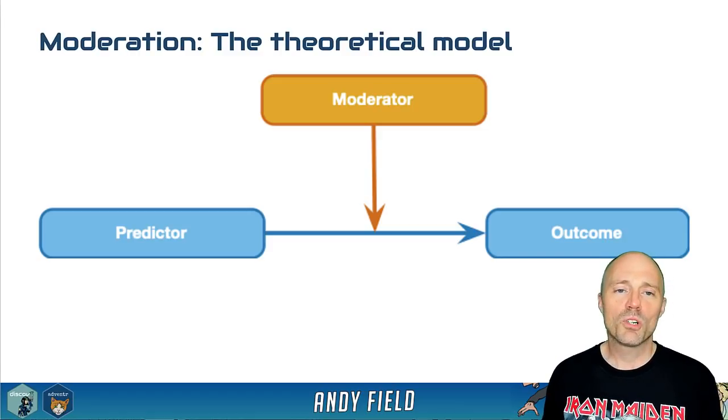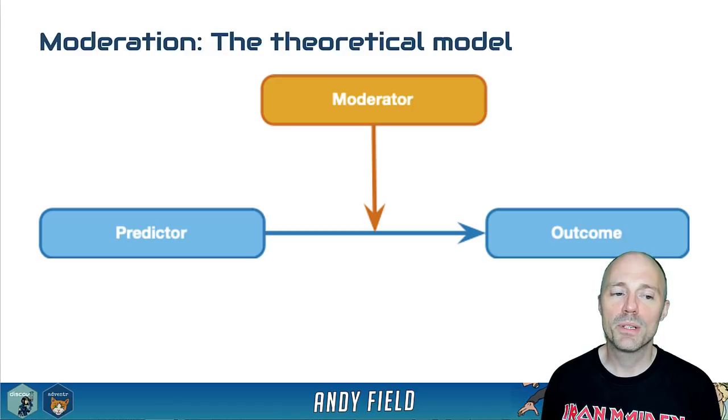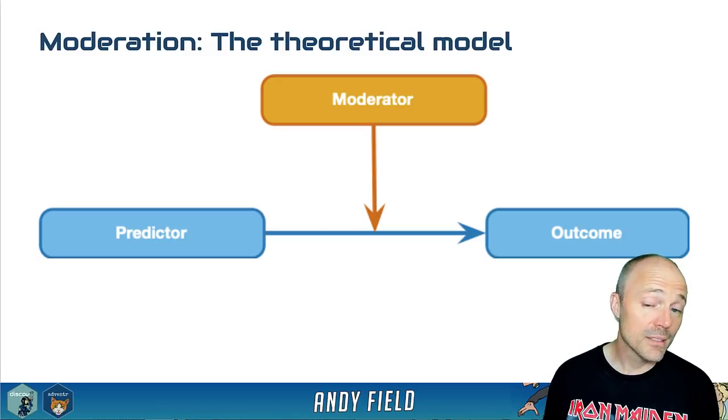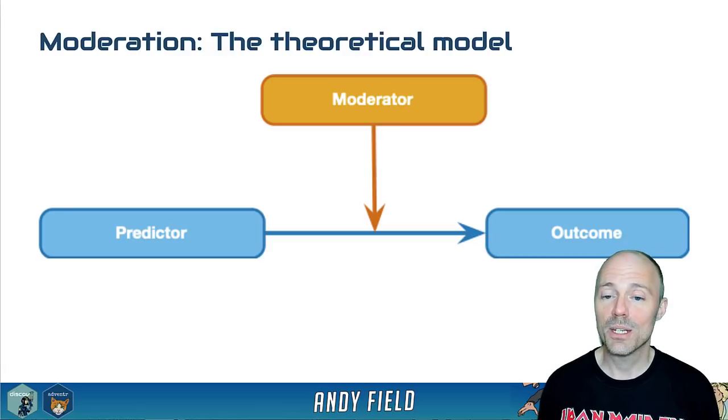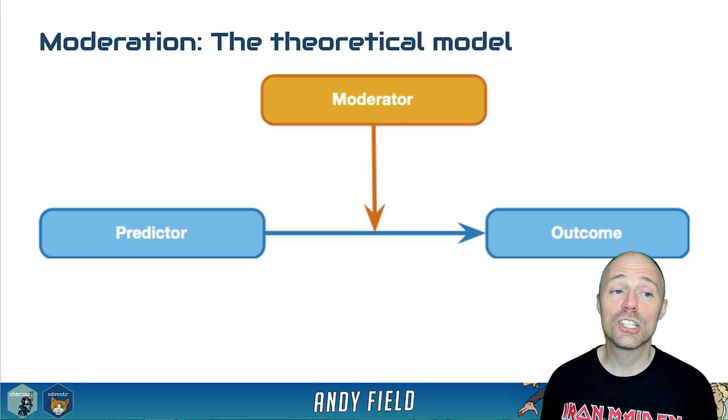Now, when we talk about moderation, this is the theoretical model that we're talking about. We're talking about there being a relationship between a predictor and an outcome. So a predictor predicts the outcome, and the moderator acts on that relationship. The moderator sits there and has some influence over that relationship between a predictor and an outcome. That's what moderation is.